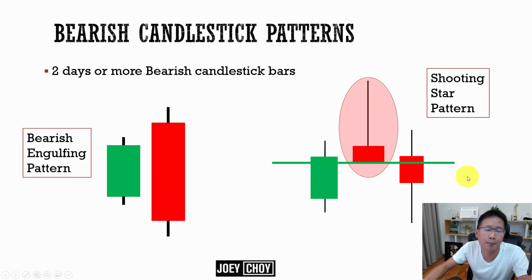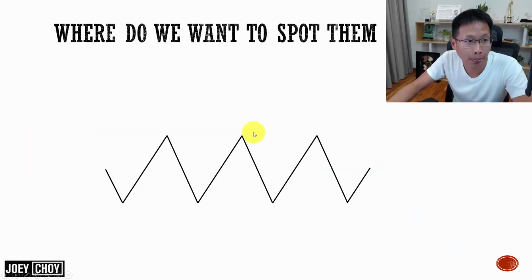Right, so this is a bearish candlestick pattern that you want to focus on, especially in a downtrend. In a bear market, if you see it at the right places, you want to be careful if you're holding on to it, because we might see weakness coming back again.